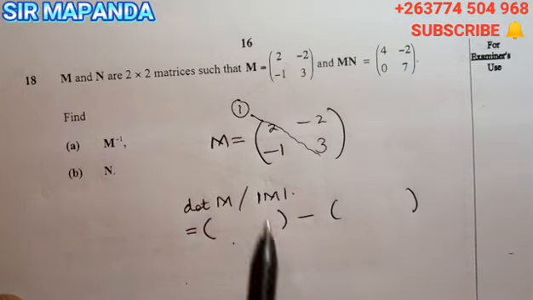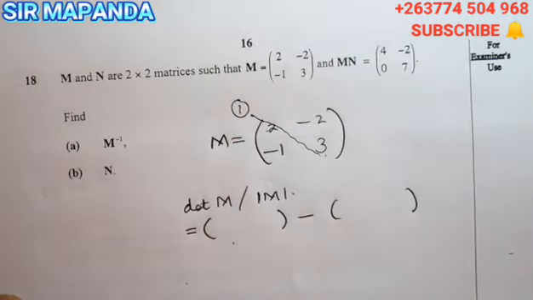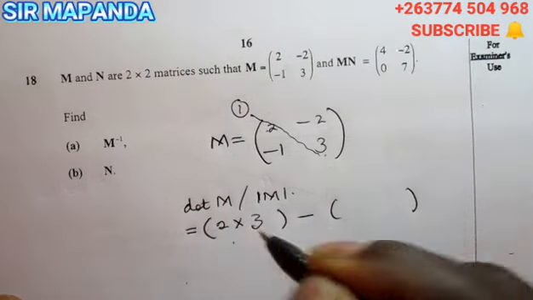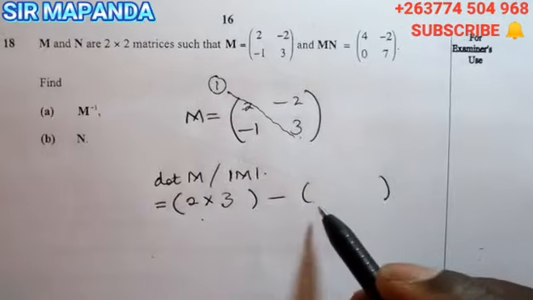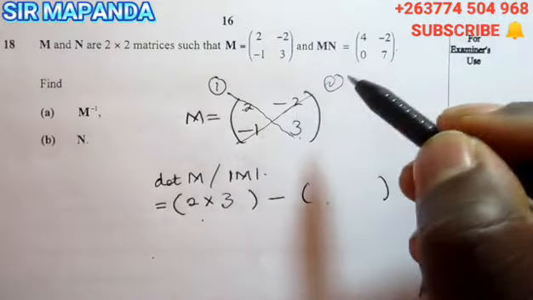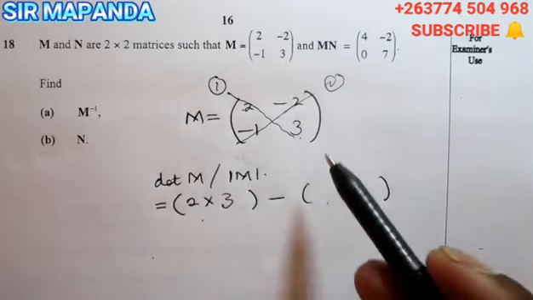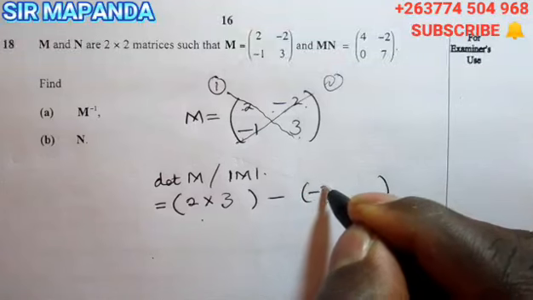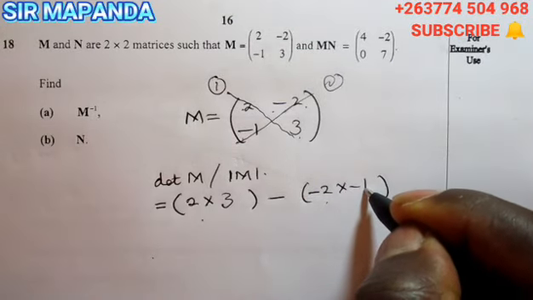By branch 1, I refer to 2 and 3. So in this first bracket, you multiply 2 and 3. The second bracket is obtained by the product of the numbers in branch 2. By branch 2, I refer to the diagonal minus 2 and minus 1. So you multiply minus 2 times minus 1.